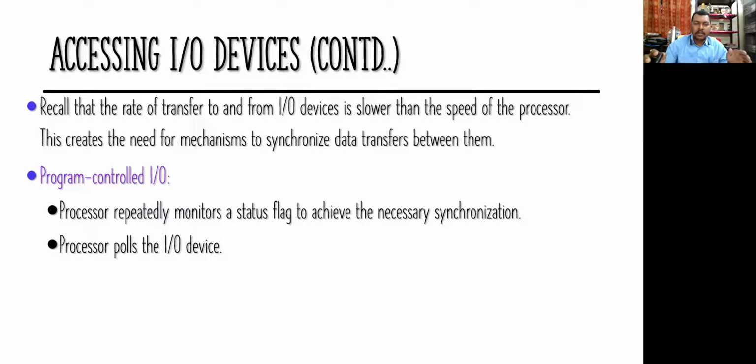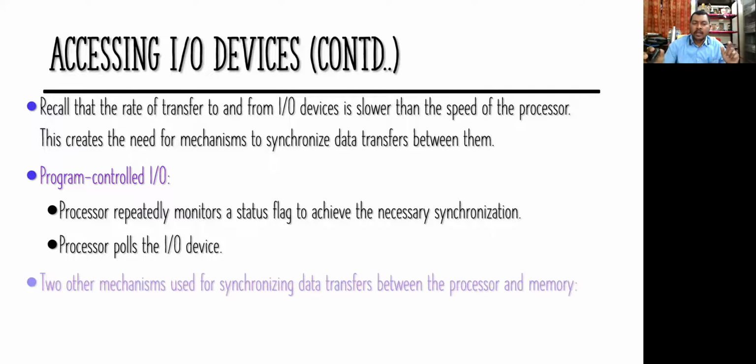And another way of program control input output is that the processor polls the input output devices. So it gives us a simultaneous signal to the input output devices. And there are two more mechanisms which we are going to study from today. The two other mechanisms, which are also included along with the program control input output, are the interrupt and the direct memory access, that is DMA control, right?